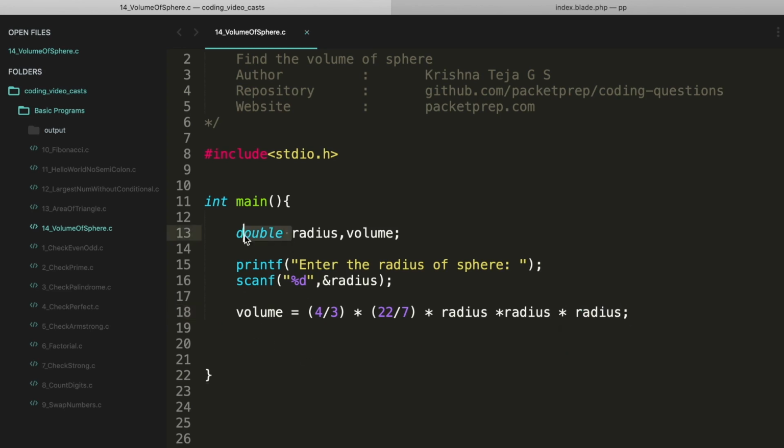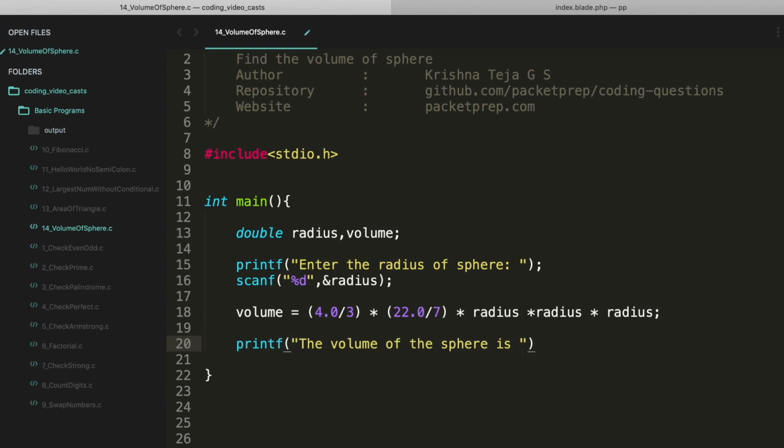Now because we are taking it as double, and here if you see we are doing an integer division, if you want the numbers to be correct, at least one number has to be a floating number. Therefore let's take 4.0 and 22.0. Then let's print this. The volume of the sphere is percentage LF volume, and to make it only 2 decimals, let's give it as 0.2.